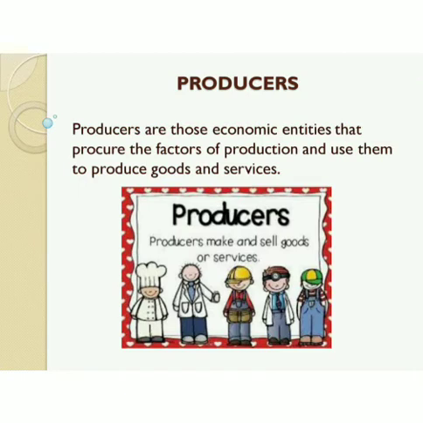The second entity is known as a producer. A producer is defined as those economic entities that procure, procure means obtain, the factors of production. And the factors of production are all those materials and things that are required for production. These include land, labor, capital, and the enterprise. And they procure the factors of production and use them to produce goods and services.